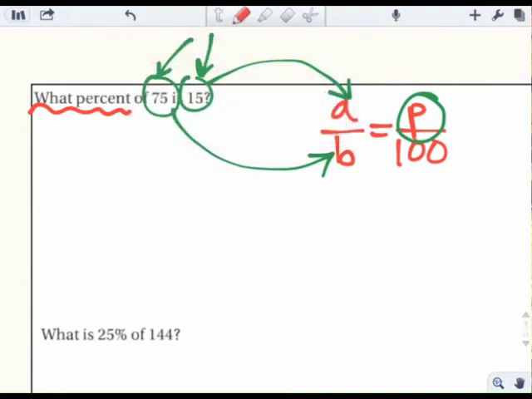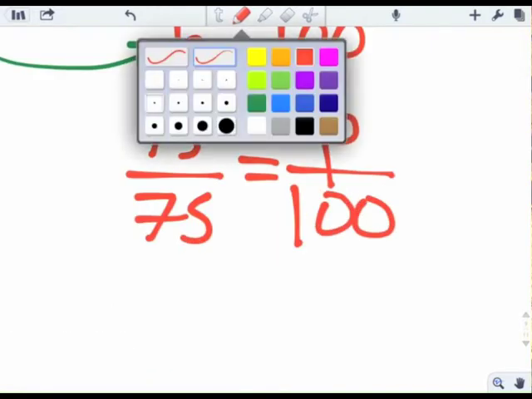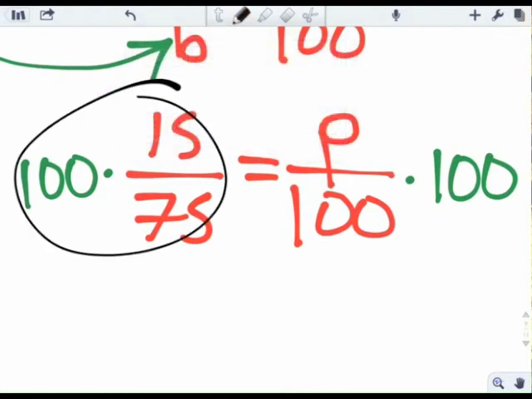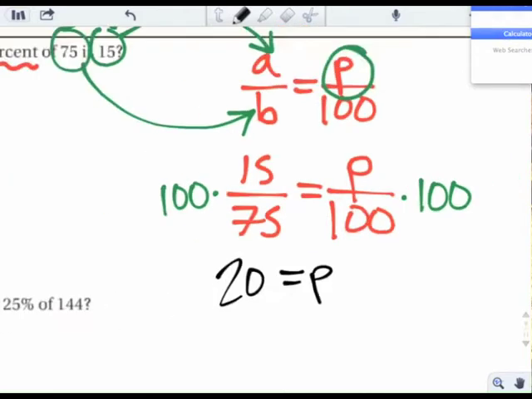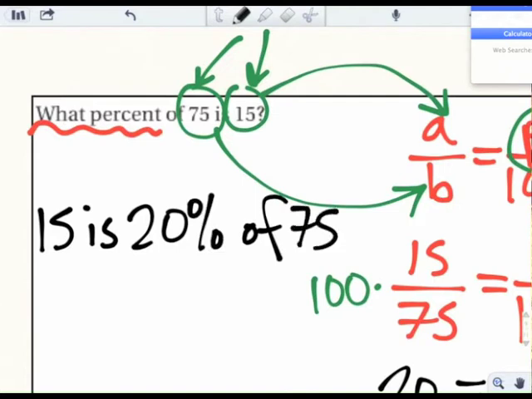Well, if we plug this in, we'll have 15 divided by 75 is equal to some number, some percent, divided by 100. So let's now solve this proportion. We can simply multiply both sides by 100. Now all of this, you can probably figure out a clever way to calculate it. I'm just going to use my calculator. 100 times 15 divided by 75 is 20. So 20 equals P. So in other words, 15 is 20% of 75. Does that sort of make sense?